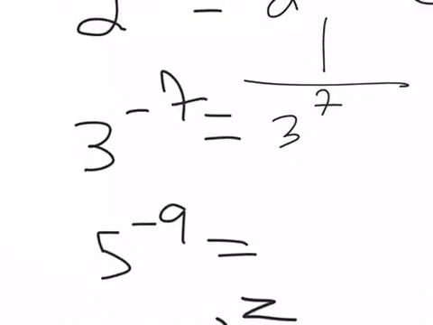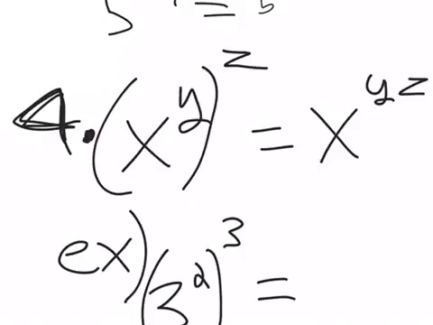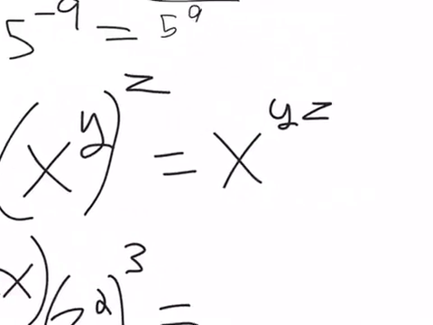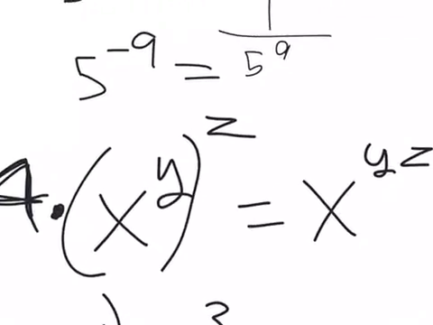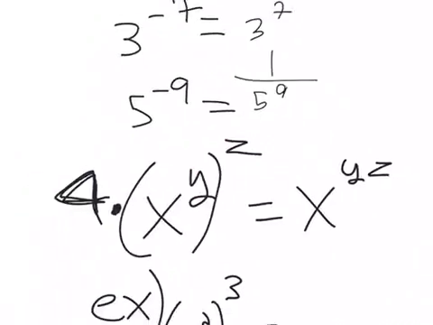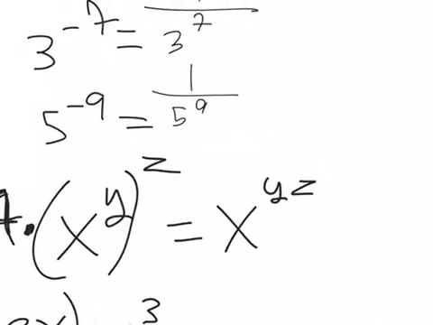So all we need to do is just 1 over 5 to the positive 9. Okay, and now let's get into another rule. This rule is called the power to a power rule. Basically, if we have an exponent to an exponent, a number with an exponent and then another exponent outside the parentheses, that'll be x to the two exponents multiplied.